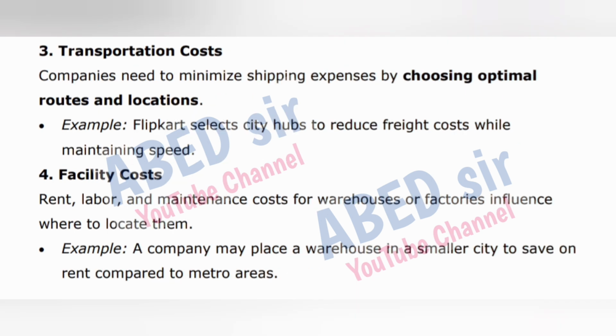3. Transportation costs. Companies need to minimize shipping expenses by choosing optimal routes and locations. Example: Flipkart selects city hubs to reduce freight costs while maintaining speed. 4. Facility costs. Rent, labor, and maintenance costs for warehouses or factories influence where to locate them. Example: a company may place a warehouse in a smaller city to save on rent compared to metro areas.